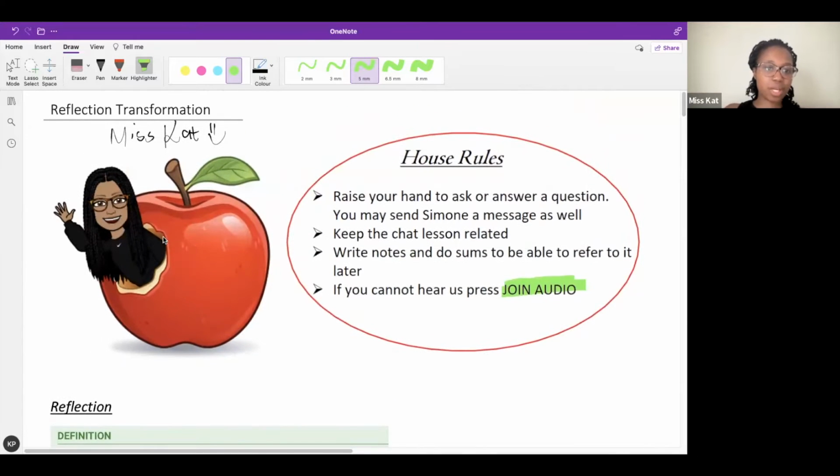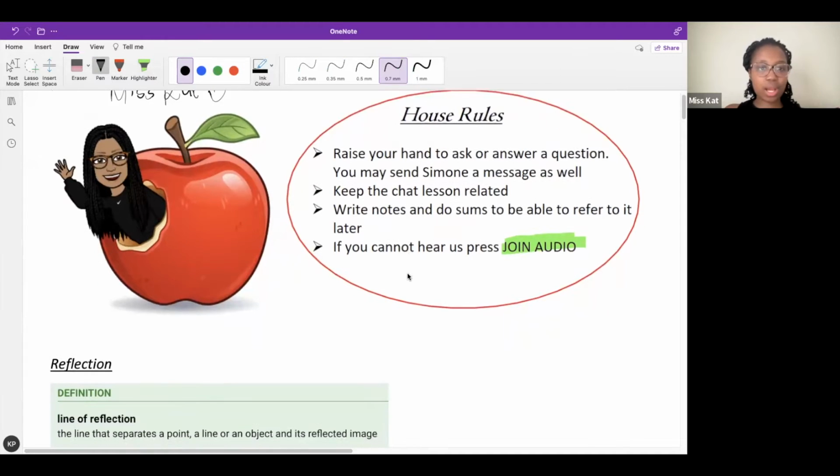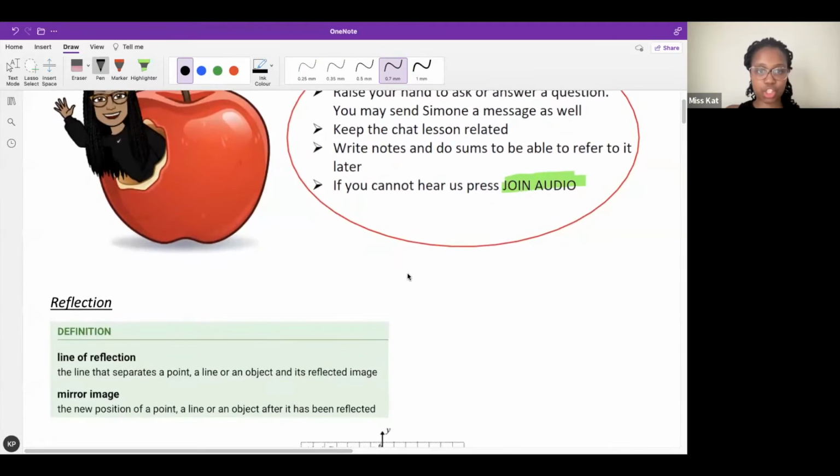We started with transformations last week. The first one was translating, which was shifting the shape left to right, up and down. Today, hi Anele, we are doing reflection.